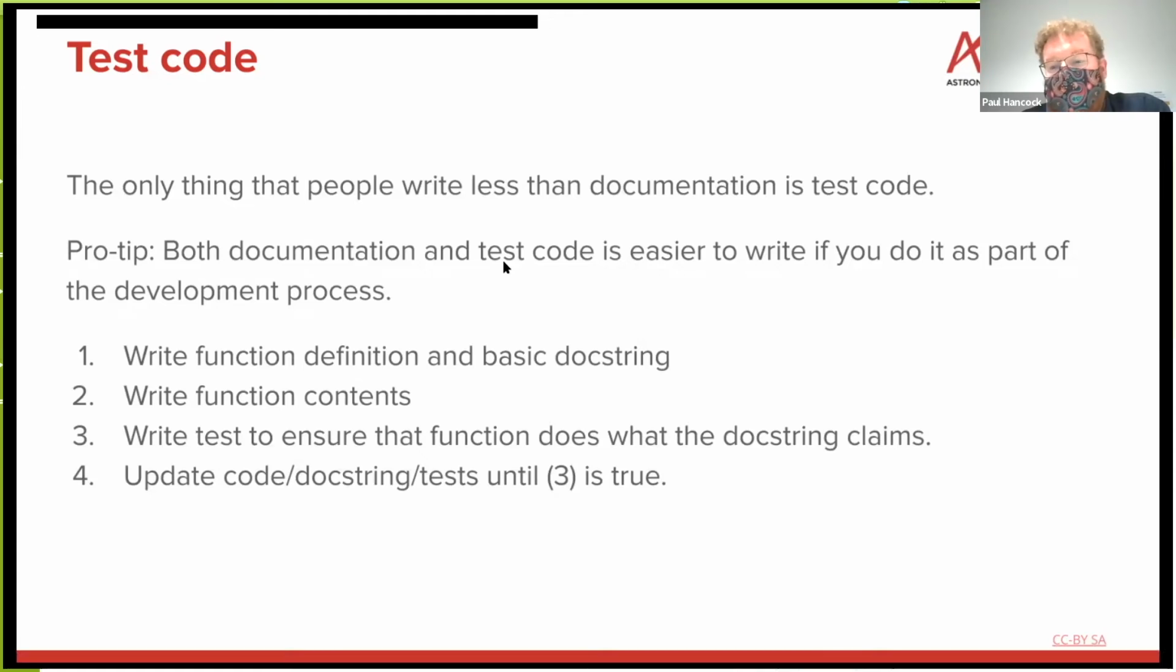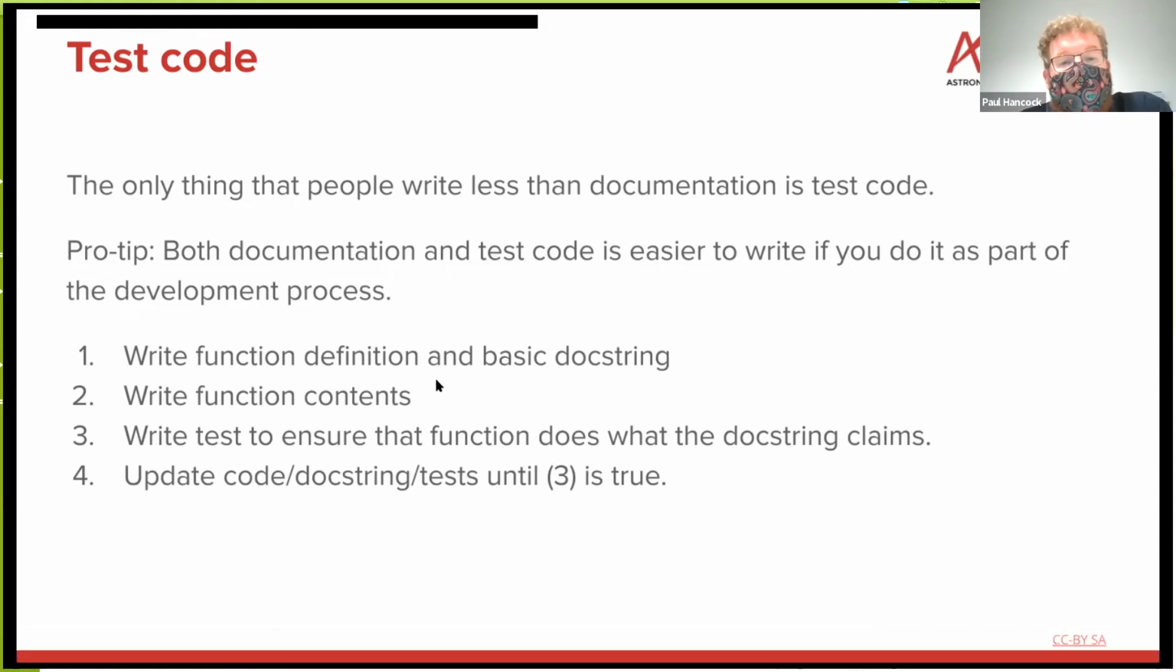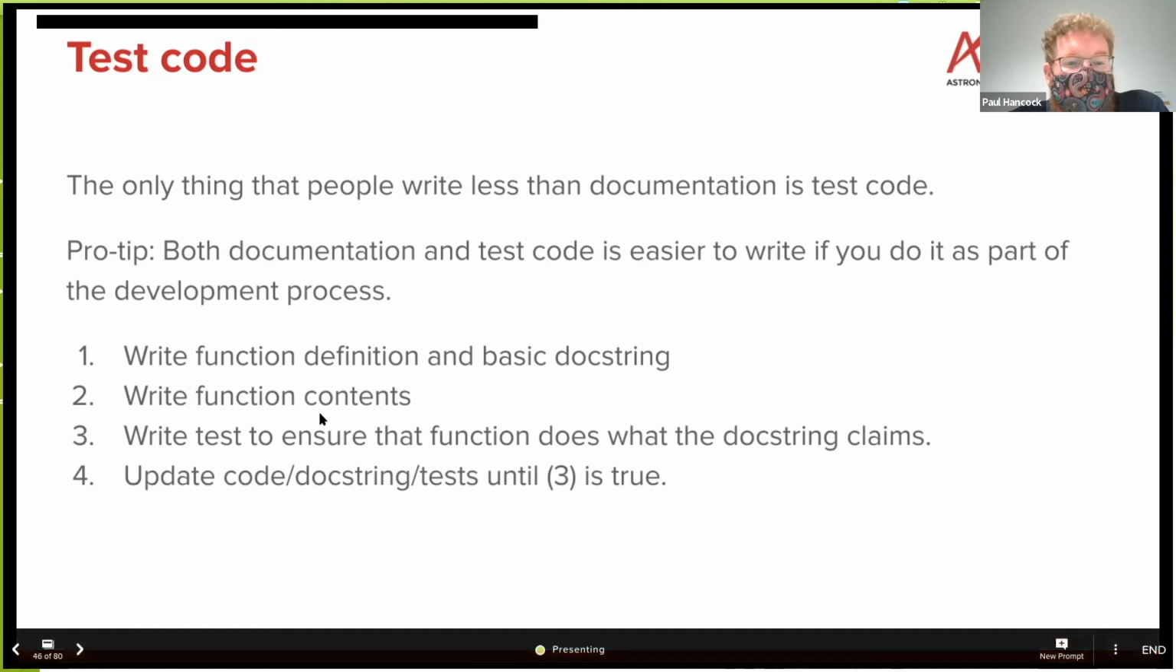Coming back to a project weeks after you've finished it and trying to write the documentation and the tests for it is a real nightmare, and probably why most people don't do it. So ideally, you would write your function definition and a basic docstring, which is essentially to say, this is what I think the function should look like in terms of how you call it. And then I'm going to write a short description of what the function should do and what it should return to the user. And then you write the contents of the function, so actually make it do the thing.